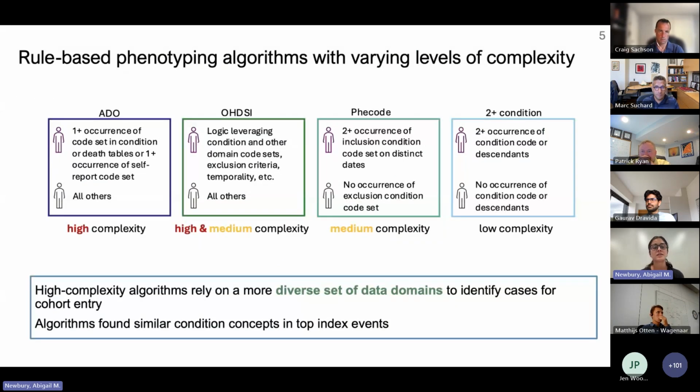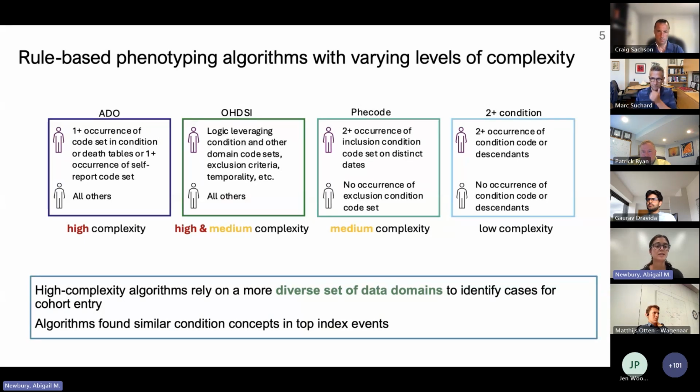To get a bit more into the algorithms used, we use rule-based phenotyping algorithms with varying levels of complexity. The first I'll talk about we refer to as ADO. This is UK Biobank's algorithmically defined outcomes, and these are defined for 15 diseases, and they're really highly curated. A group of clinical experts for each disease creates these algorithms, and they include 1 or more occurrences of conditions in the condition occurrence table, but also in the death table. And then 3 of the 4 algorithms also include occurrences of self-report from verbal interviews.